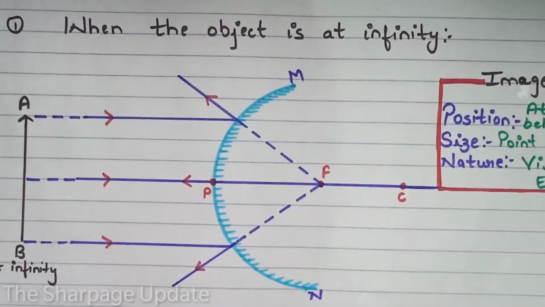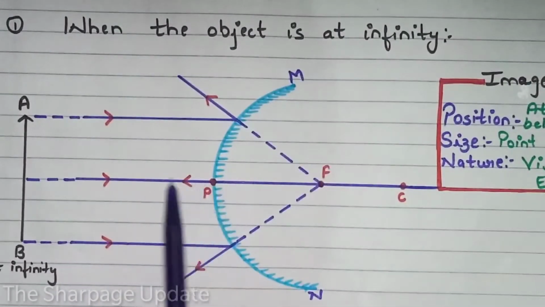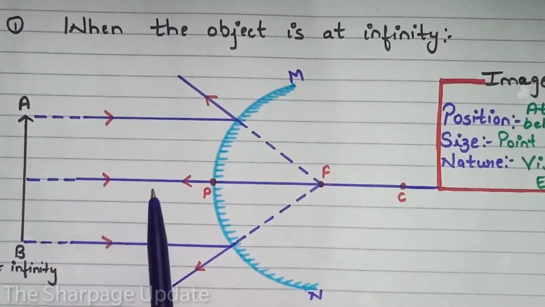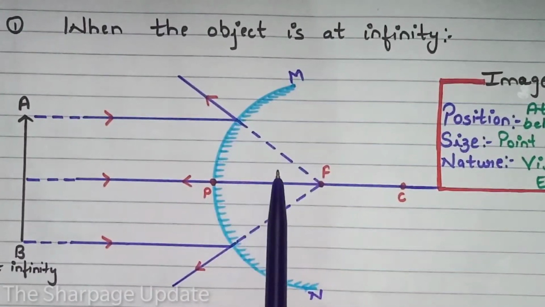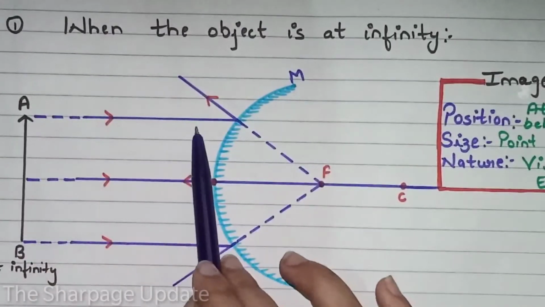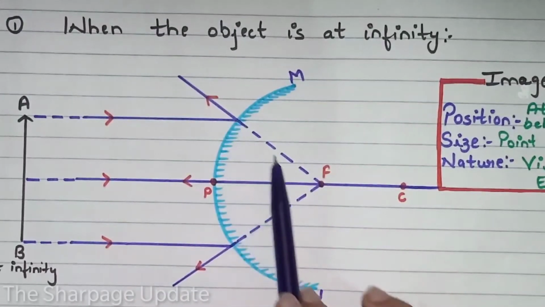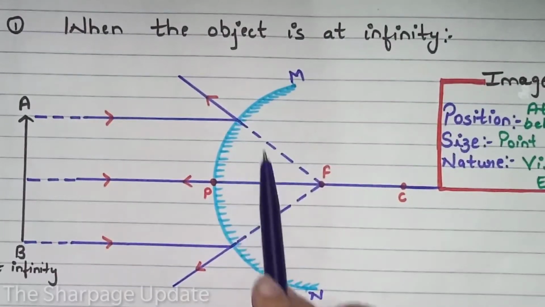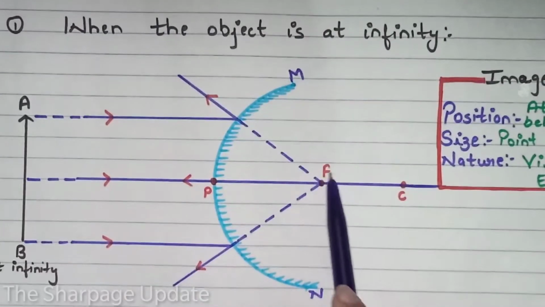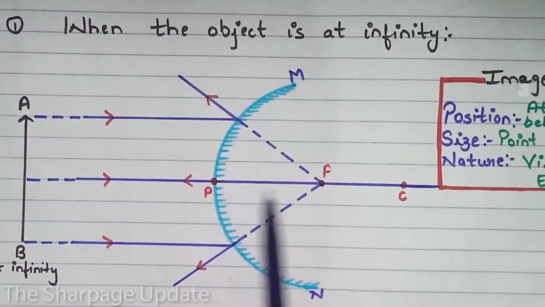Now, as we can see, this ray of light is parallel to the principal axis. Right, students? So, the rays which are parallel to the principal axis pass through the focus. So, when this ray of light diverges from the mirror, it appears to meet at the focus. And where is the focus? The focus is behind the mirror. Right, students? The focus is behind the mirror.